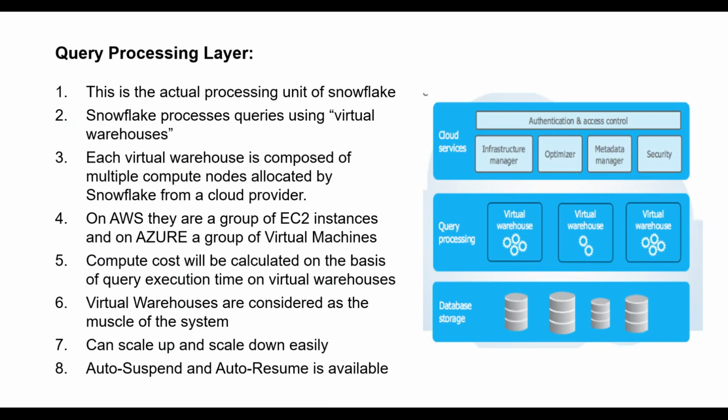The next thing is the query processing layer. I told you the first layer is the database storage layer and the second layer is the query processing layer. This is the actual processing unit of our Snowflake. Suppose you take a computer, there will be many parts like a keyboard, mouse, CPU. But the CPU is the central processing unit which will process the things or the tasks. Like that, this query processing layer is like a CPU. It will process all our queries.